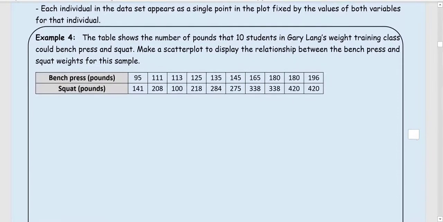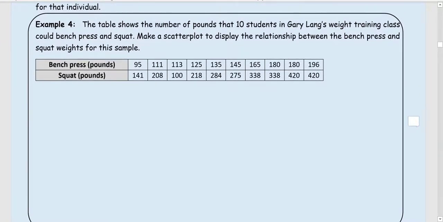Okay, so we're going to do an example. Example number 4. The table shows the number of pounds that 10 students in Gary Lang's weight training class could bench and squat. So we're going to make a scatter plot to display the relationship between the bench press and the squat weights for this sample.